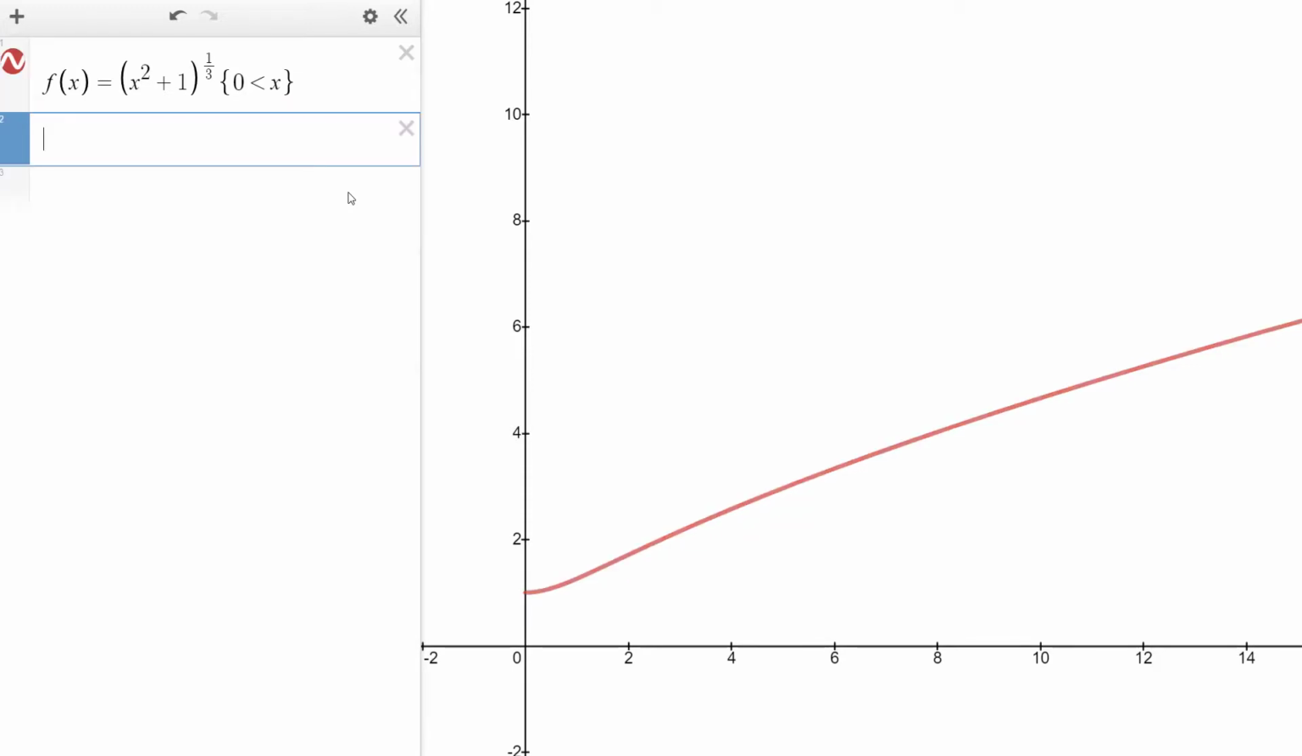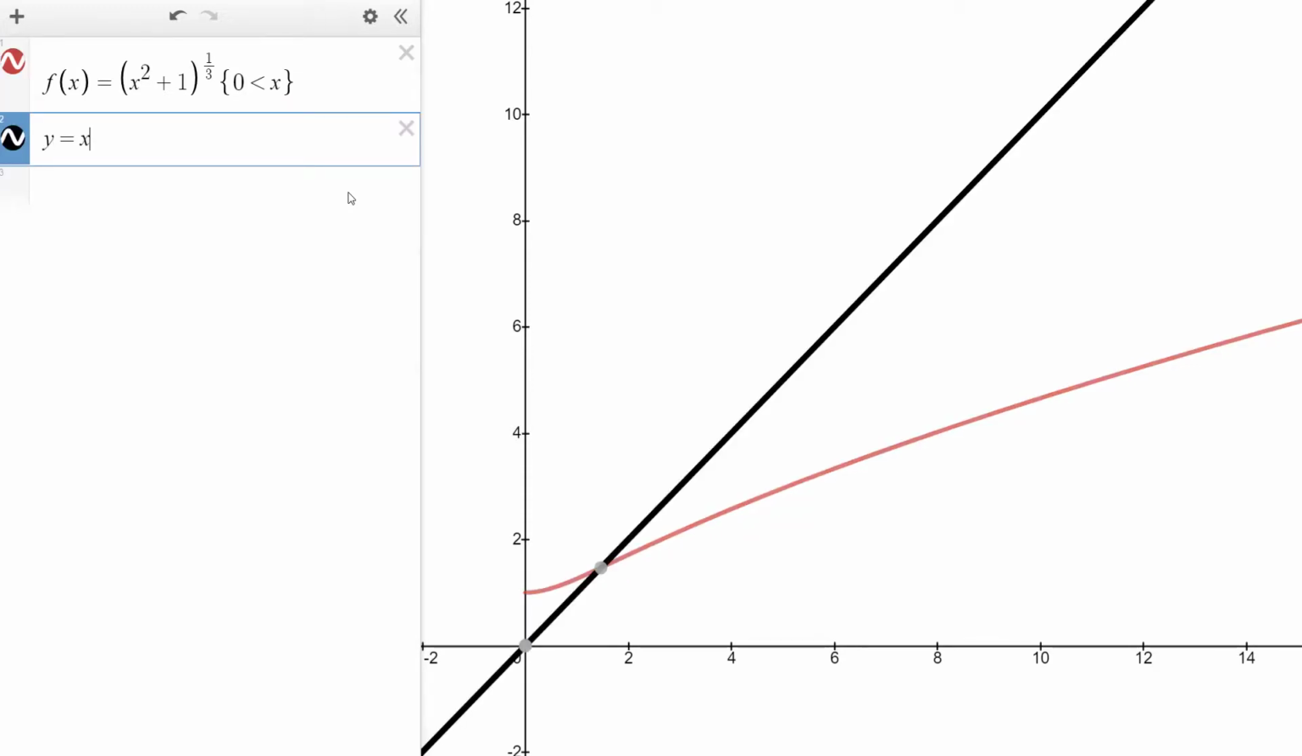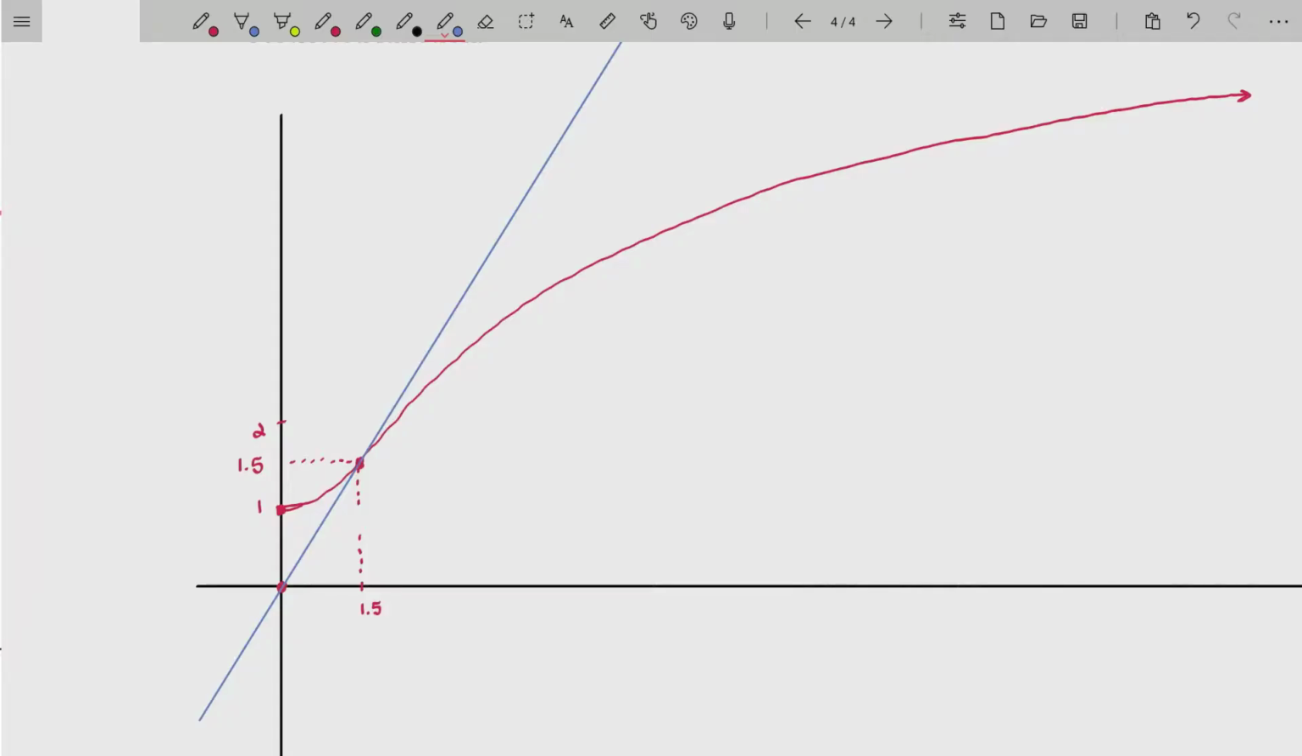And the more I thought about it, the more I was like, you know what? We probably should graph y equals x as well, just to see what that looks like. Oh, and you have this great intersection point. It occurs at 1 point, let's just call that 1.5, even though it's not. So they intersect at 1.5 comma 1.5. So on my background graph that I'm drawing by hand, that's what I'm going to put in here.